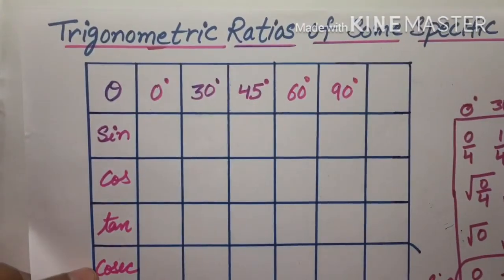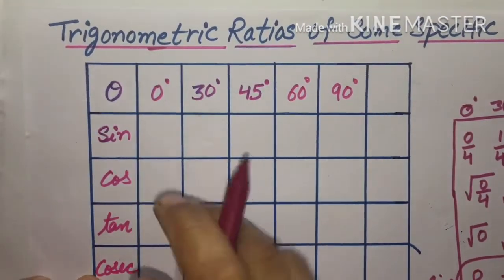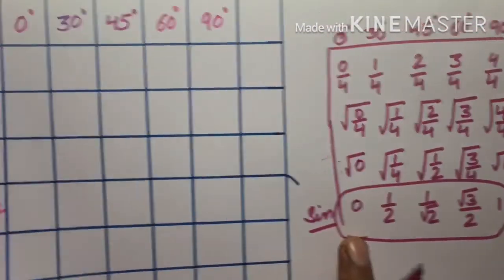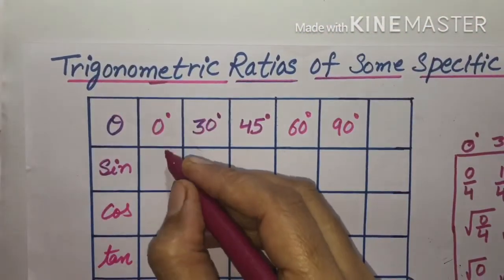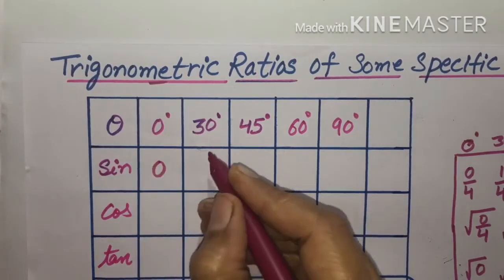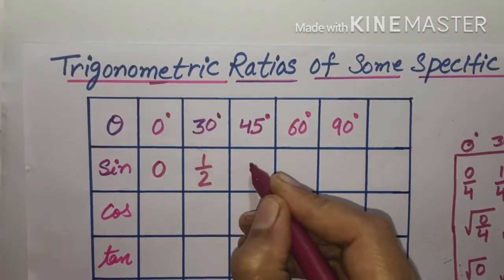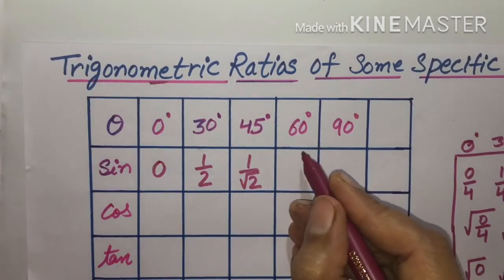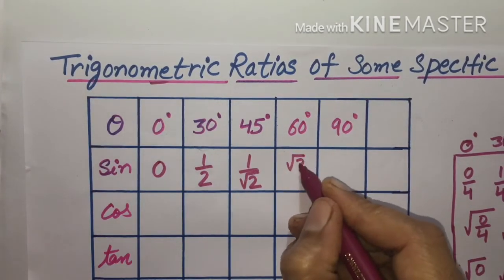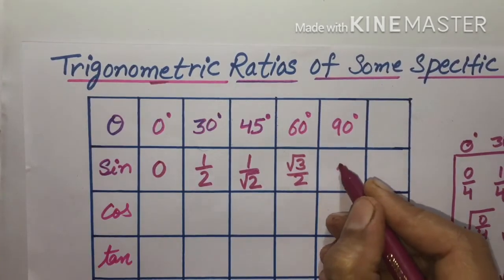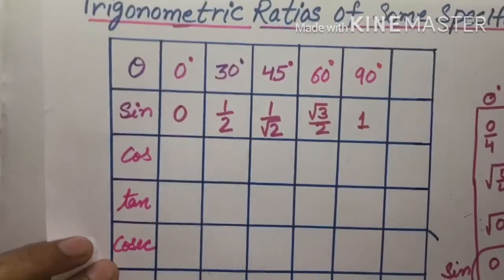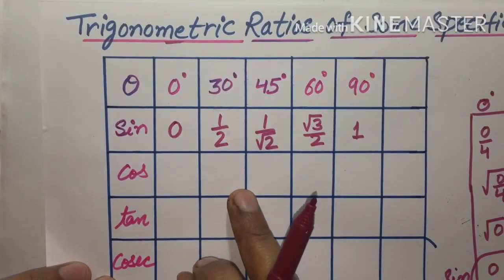So now we will draw the final table. We will put these values under this column. So for 0 degree, sine 0 degree value is 0. For 30 degree, 1 upon 2. For 45 degree, 1 upon root 2. For 60 degree, root 3 upon 2, and for 90 degree, 1. We have taken the values from this. So these are the values for sine.